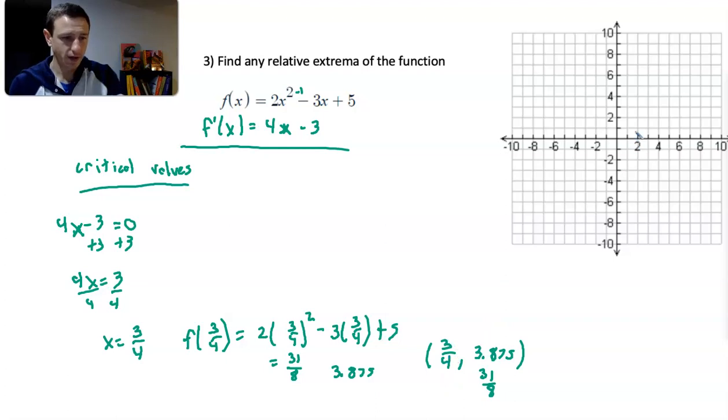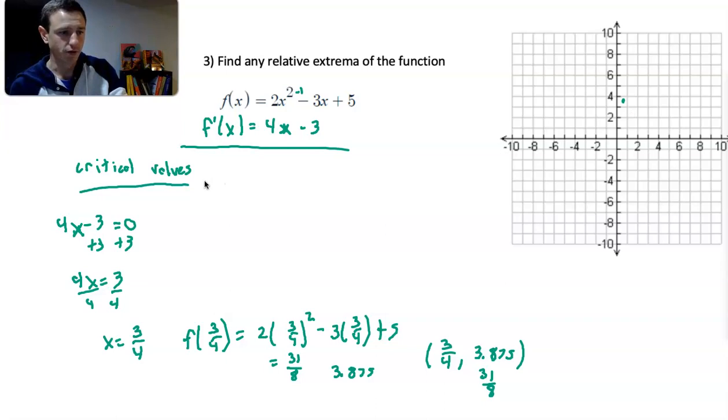All right, so we know at 3/4, 3.875. So 3/4 is right about there, and 3.875, maybe roughly right there. Let's not be too precise. Something's happening. It's either decreasing and then increasing, or increasing and then decreasing. That's the moment, though, where we need to see what's happening around that point.